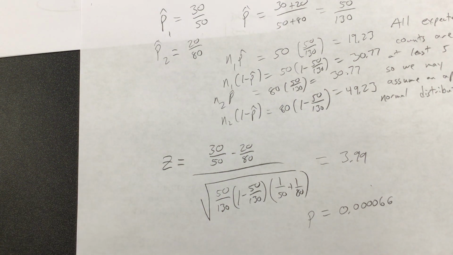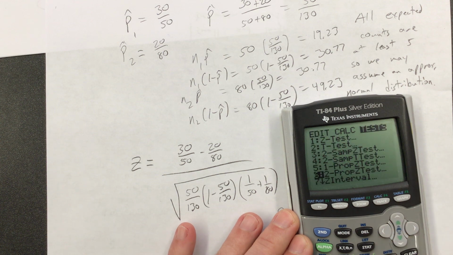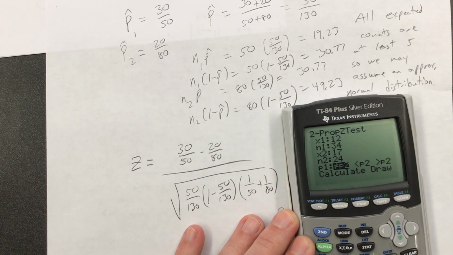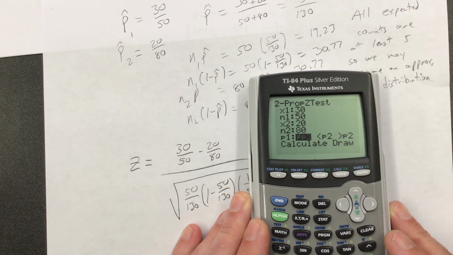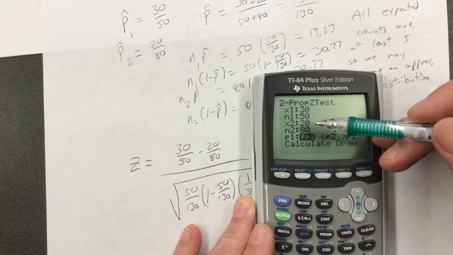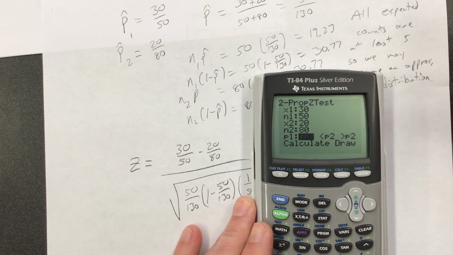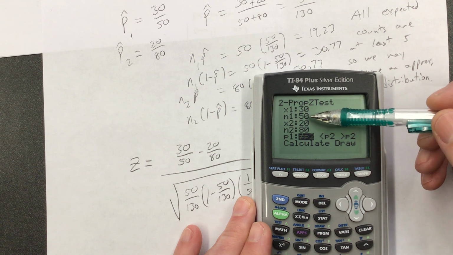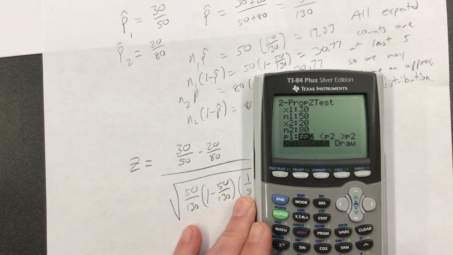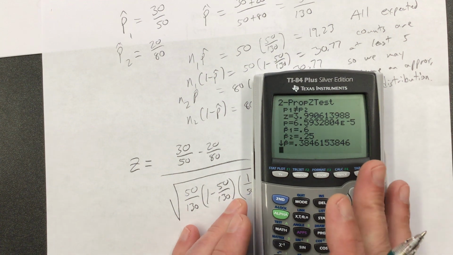Okay, and doing it on our calculator. Two proportion Z test. We have 30 out of 50, and we have 20 out of 80. And by the way, since this problem gave you the actual percentage, not the raw count, a lot of students try to enter 0.6 and 0.25, and the calculator will tell you error, because the calculator requires whole numbers. These are counts and sample sizes. You can't put in decimals. So there we go. There's the same z we got by hand, same p-value.